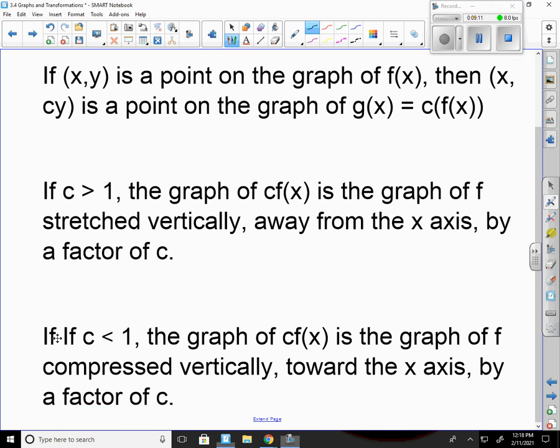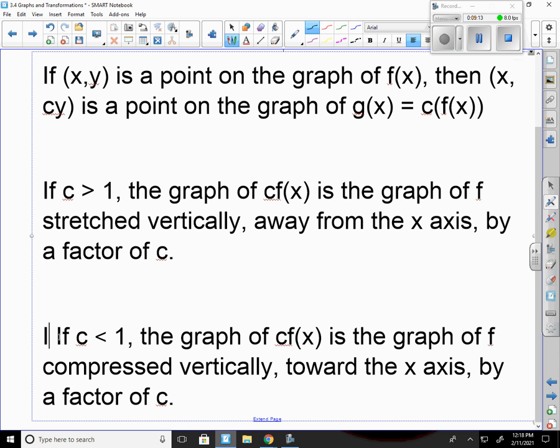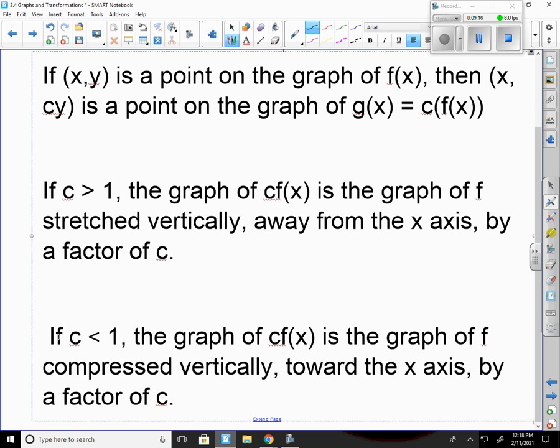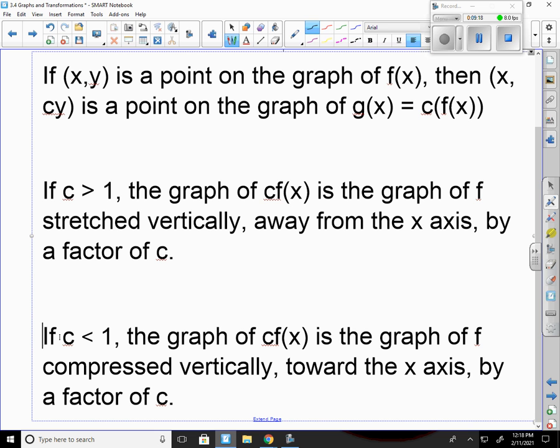Then if c is less than 1, then the graph of c times f of x is the graph of f compressed vertically towards the x-axis by a factor of c. So if I multiply by 1/2, then the graph will be half as high for each x that we have from the original.